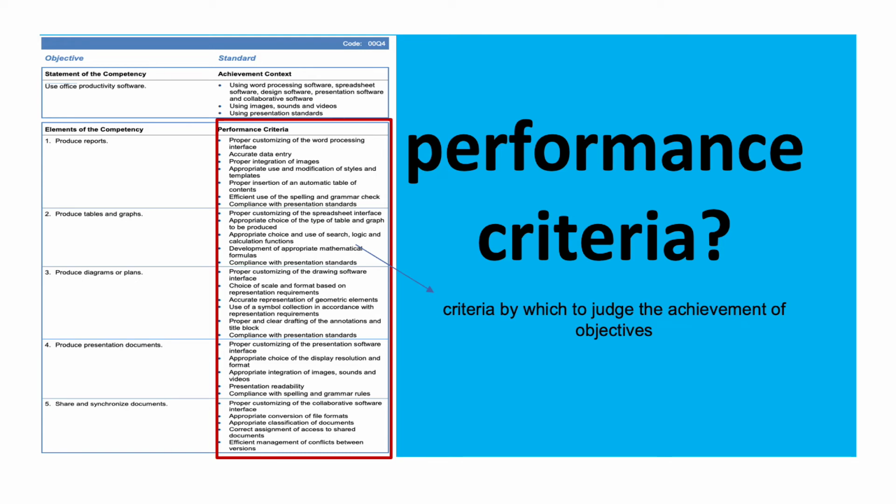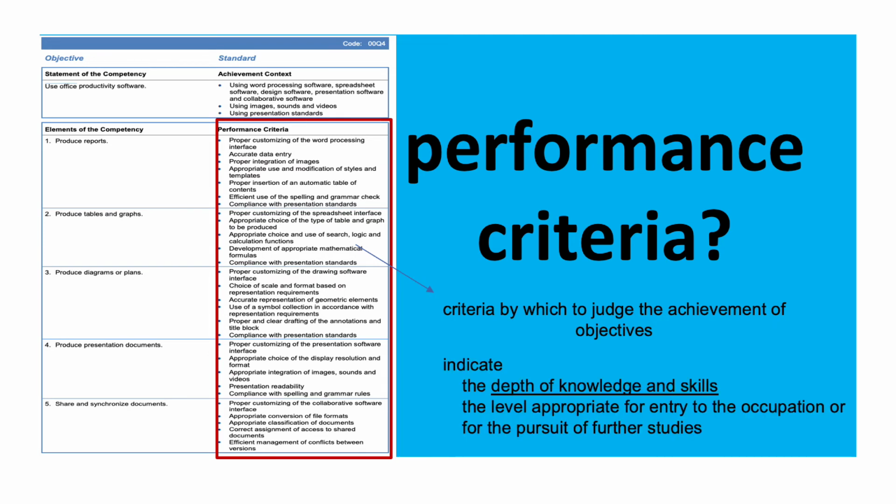The performance criteria are the criteria by which to judge the achievement of the objectives, but they also guide the teacher by indicating the depth of knowledge and skills required to meet the objectives, at a level appropriate for entry level to the occupation or for the pursuit of university studies.